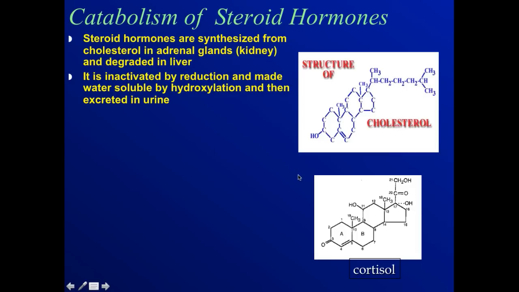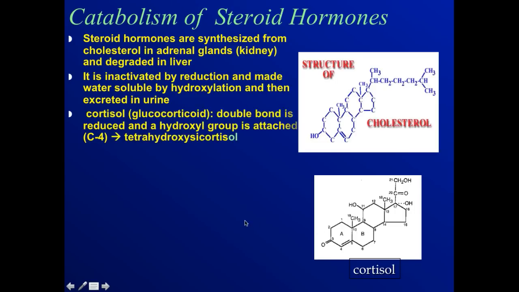Now, how does that happen? So there are two main processes, reduction and hydroxylation. Reduction is just to ensure all the double bonds that you can see here are being reduced. Then you hydroxylate it with a lot of hydroxyl groups so that you make it water soluble and it can be excreted into your urine. So those are the two main things that will happen to most of the hormones when they are being catabolized.